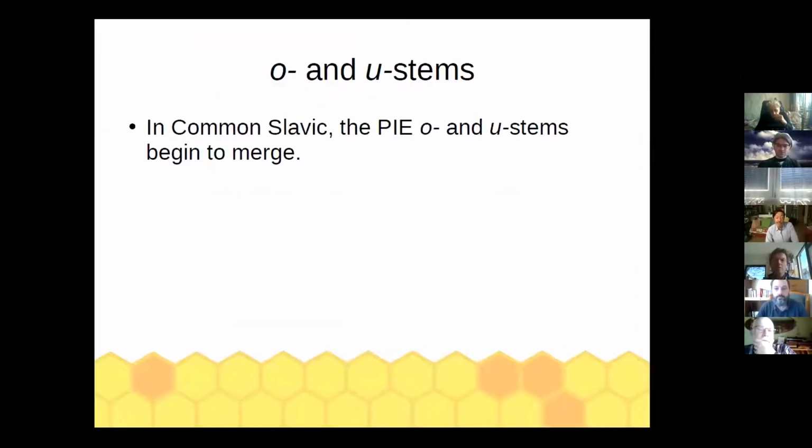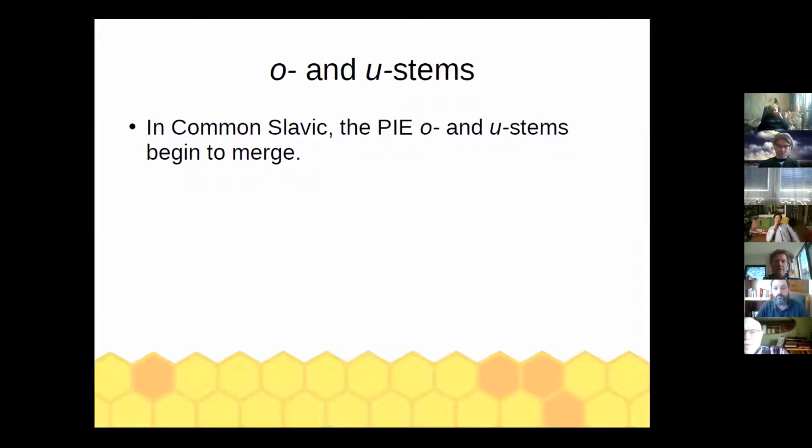So I'm going to talk about the Proto-Slavic U stems and about their accentuation. Of course, about the accentuation, because this conference is for Vladimir Dybo. So this I thought would be an appropriate subject.